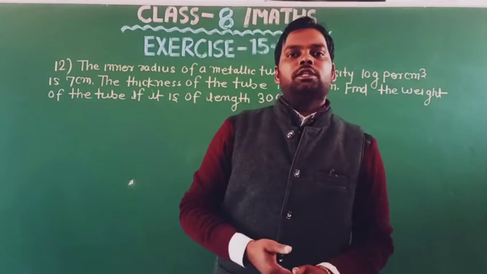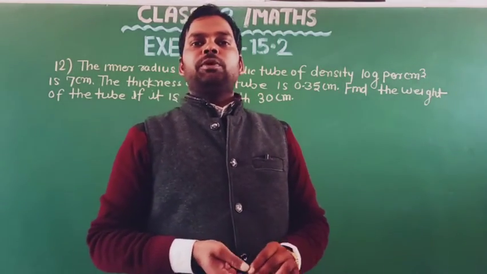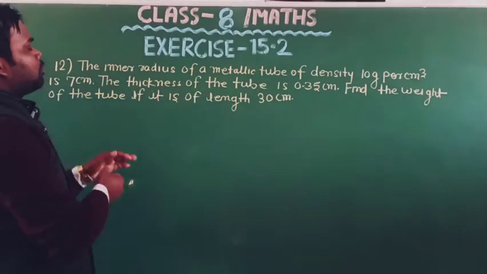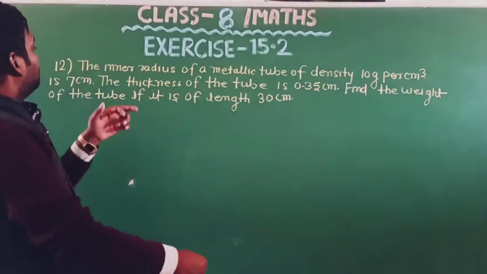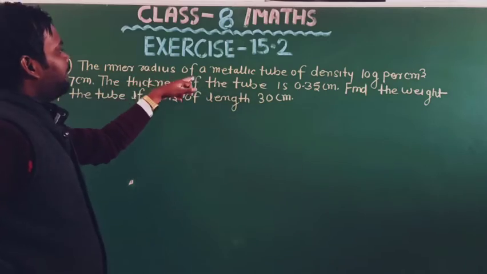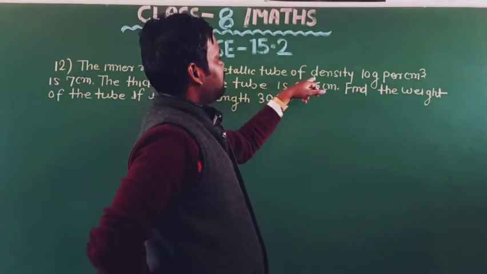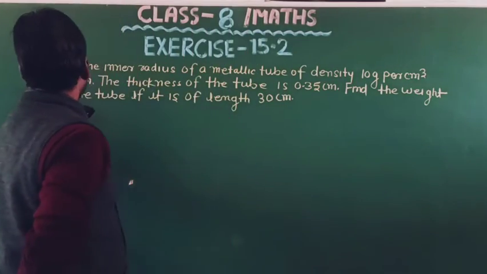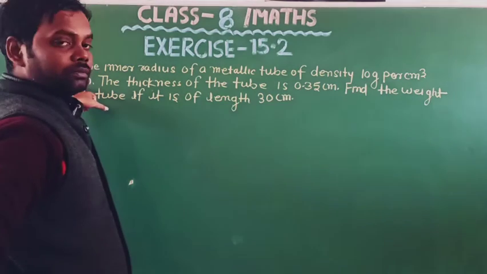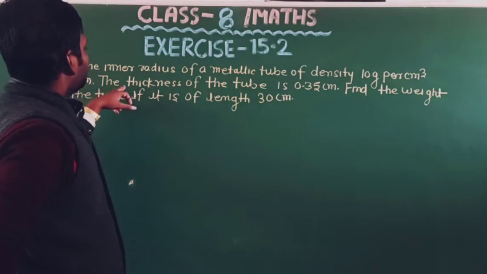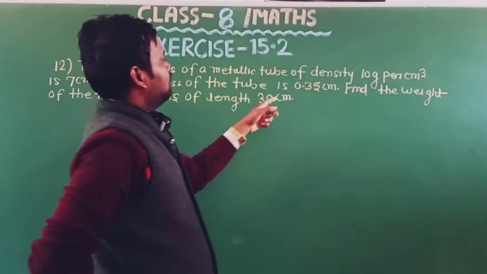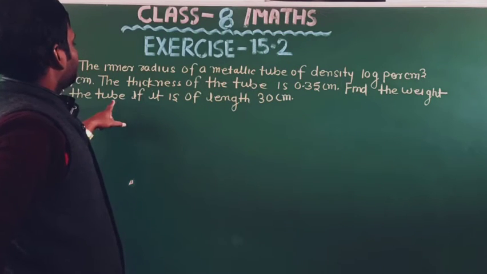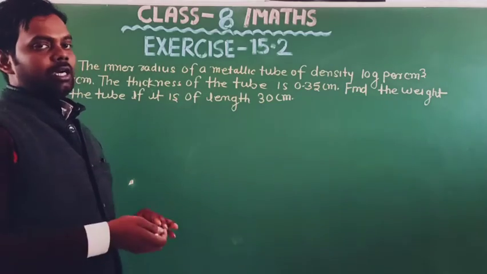Hello student, in this video I will solve exercise 15.2, question number 12. In this question it has been said that the inner radius of a metallic tube of density 10 gram per centimeter cube is 7 centimeter. The thickness of the tube is 0.35 centimeter. Find the weight of the tube if it is of length 30 centimeter.